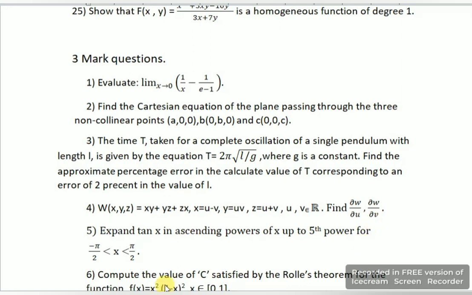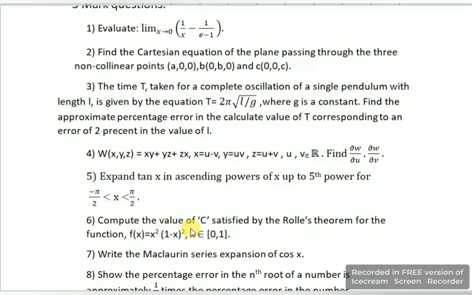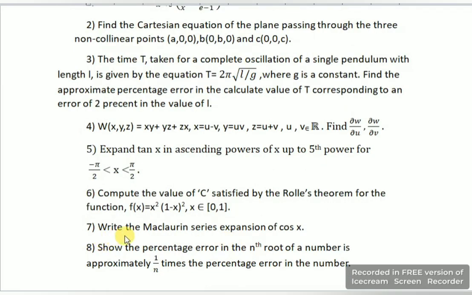Next question, expand tan x in ascending powers of x up to the 5th power for -π/2 < x < π/2. Next one, compute the value of c satisfying Rolle's theorem for the function f(x) = x²(1 - x²), x belongs to [0, 1]. Next, write the Maclaurin series expansion of cos x.